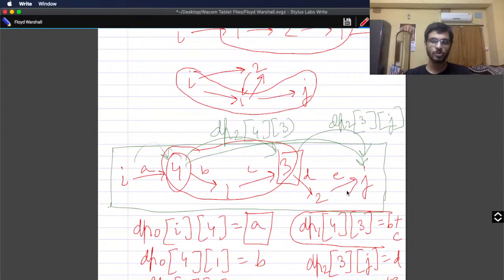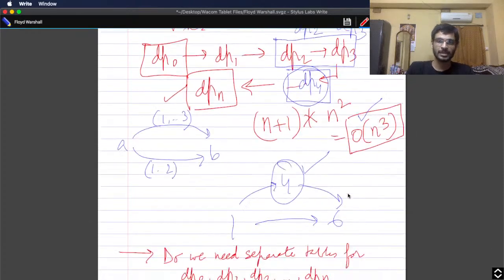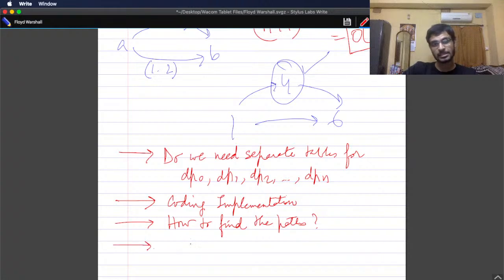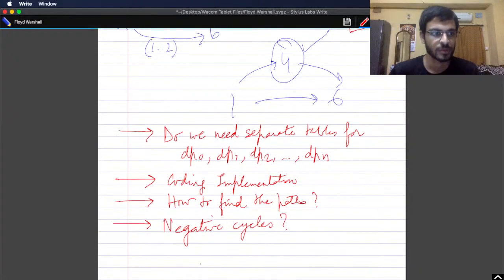How can I find out that later on I want to find not only the shortest path length, but I want actually the path? Try to think on this. We can discuss this. And the last thing that I can discuss is, what about negative cycles? What about negative cycles? Can we find this? Let's think about it.